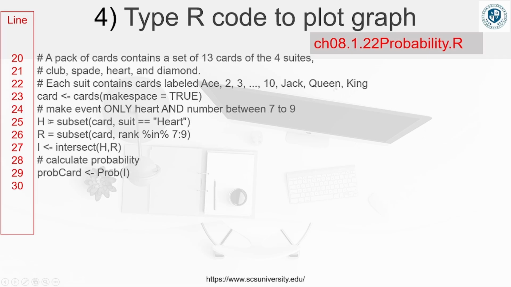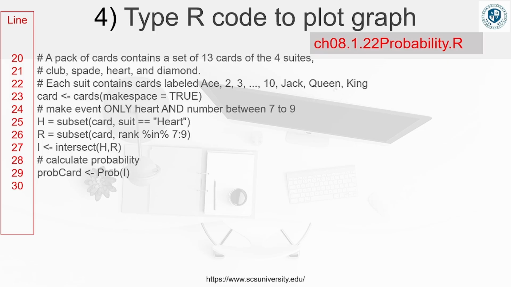Line number 24 sharp, make event only heart and number between 7 to 9. It is a comment line. Line number 25, H = subset(card, suit == "Heart"). Line number 26, R = subset(card, rank %in% 7:9). Line number 27, I <- intersect(H, R). Line number 28 sharp, calculate probability. It is a comment line. Line number 29, probcard <- Prob(I).